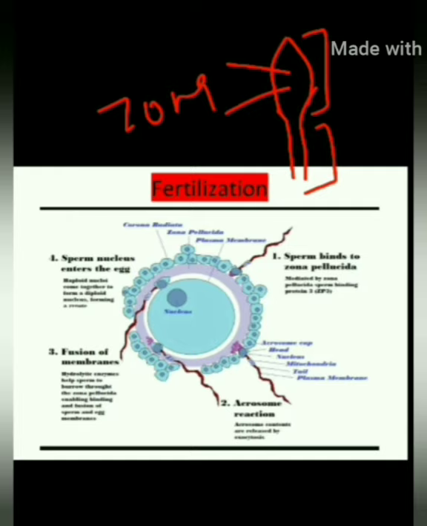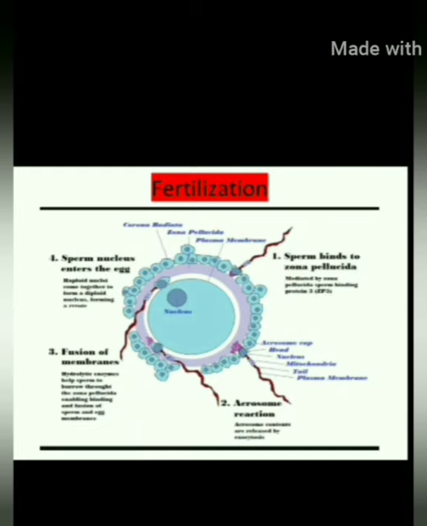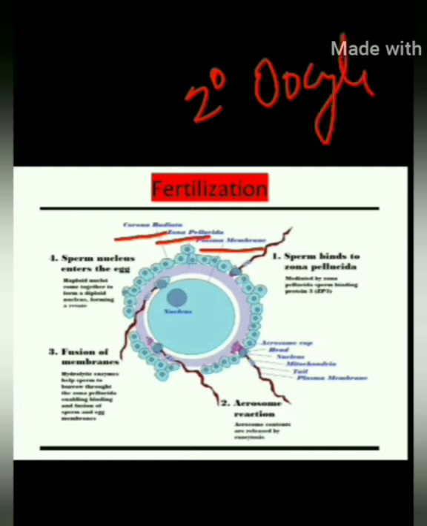As you know the structure of an ovum, the outermost covering is called the corona radiata, and below it is the zona pellucida. The innermost lining is the plasma membrane of the secondary oocyte. This is the covering of the secondary oocyte. So first the sperm has to break the corona radiata, then the zona pellucida, then penetrate through the plasma membrane.